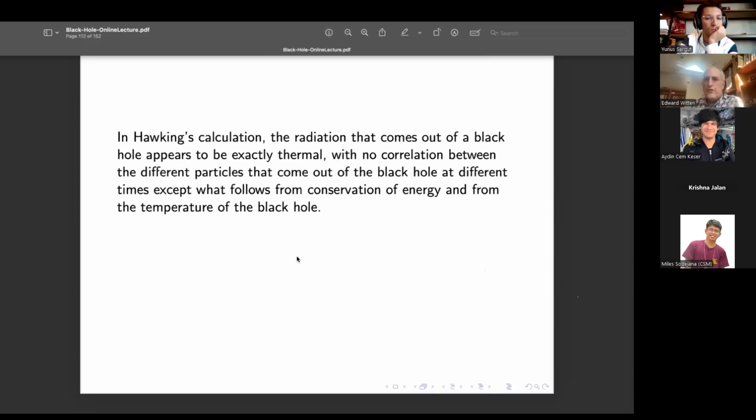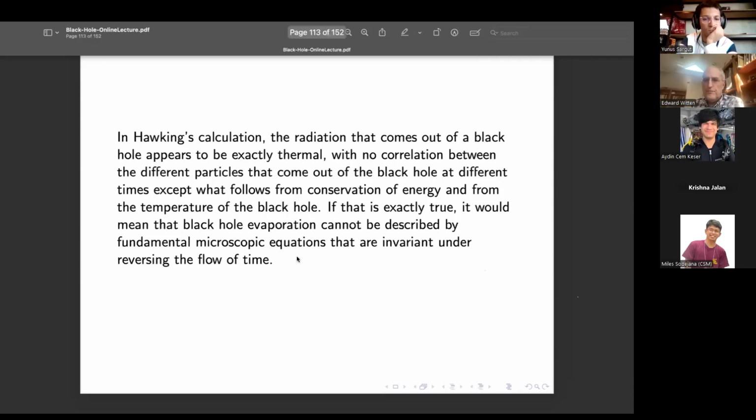In Hawking's calculation, the radiation that comes out of a black hole appears to be exactly thermal, with no correlation between the different particles that come out of the black hole at different times, except what follows from conservation of energy and the temperature of the black hole. If that's strictly true, it would mean that black hole evaporation cannot be described by fundamental microscopic equations that are invariant under reversing the flow of time.